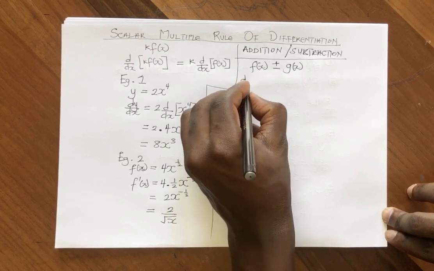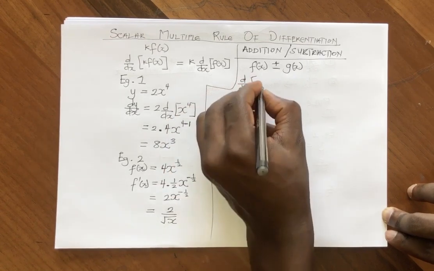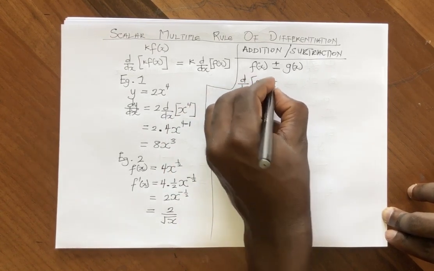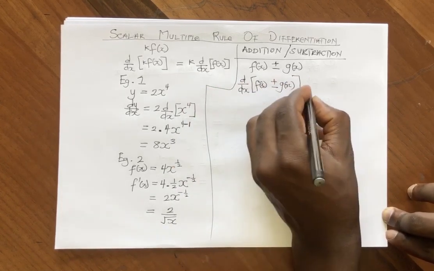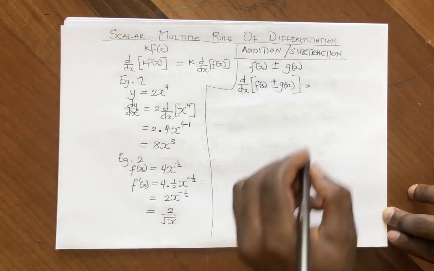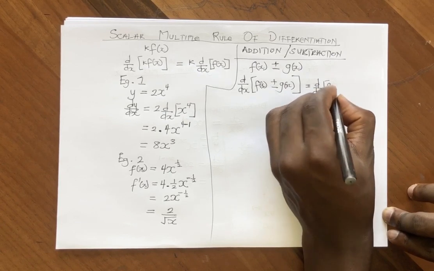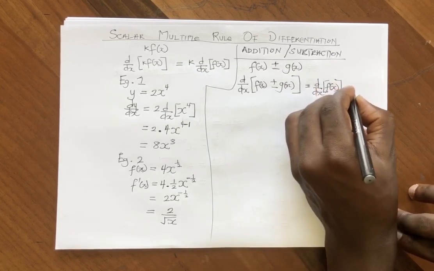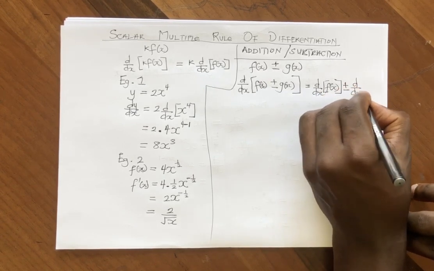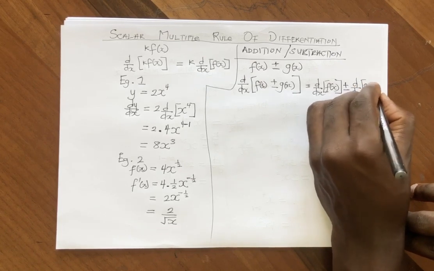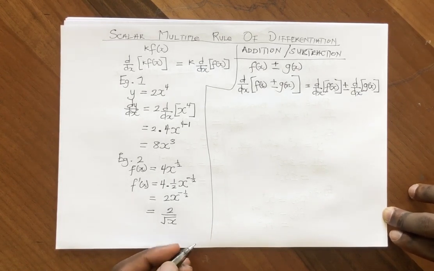To find the differential, we put it in the differential notation. Okay, so we have f of x, either we are adding or we are subtracting, then g of x. But this is what the rule states. Differentiate the first function, which is f of x, and then we add or we subtract, then we differentiate the second function, which is g of x. Okay, so let's solve an example to see how this is done.